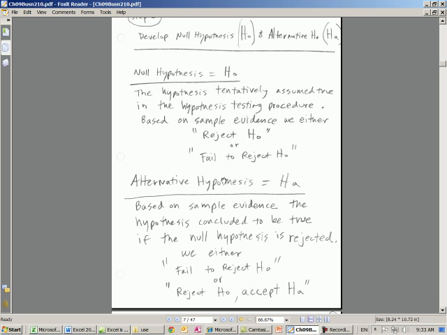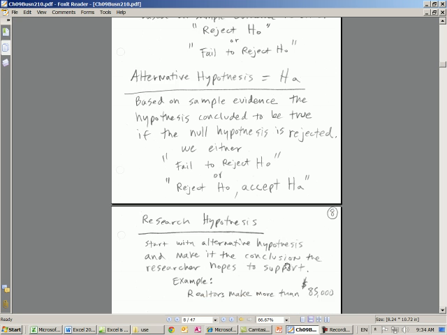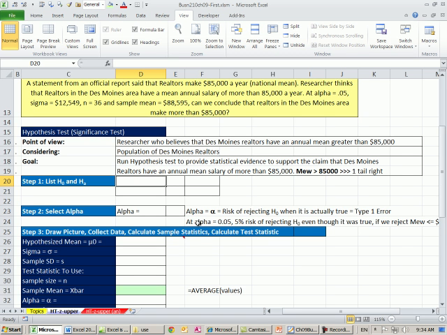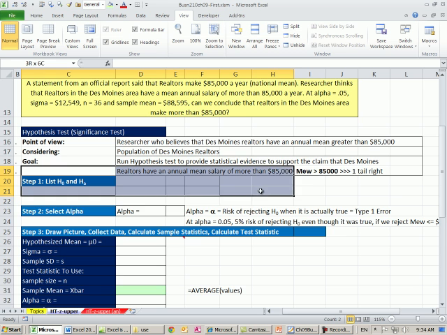Alternative hypothesis, H sub a, A for alternative based on sample evidence. The hypothesis concluded to be true if the null hypothesis is rejected. All right, let's go back over to Excel, and we're going to see how to construct this. I'm going to blow this up real big. Remember, the key is that mu's greater than, that arrow is pointing that way.